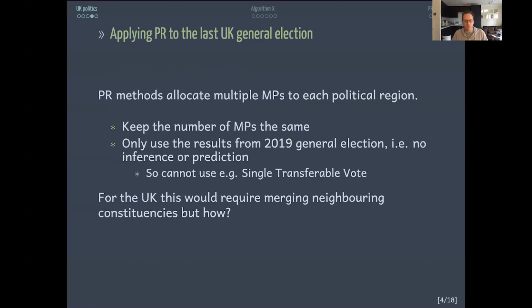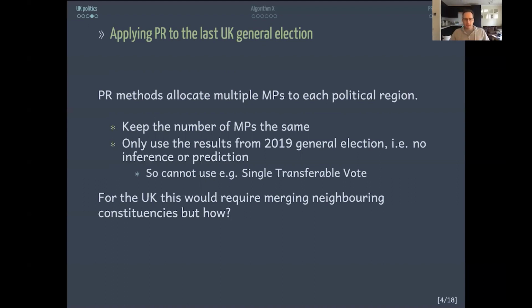i.e. no inference or prediction. Now, quite a few PR techniques, such as the single transferable vote, allow you to have multiple votes. In single transferable vote, you're allowed to rank the people you want to vote for, like 1, 2, 3, 4, 5. Or you have other methods, like Germany and New Zealand, where you get a constituency vote and a regional vote as well. Again, I didn't want to do that because that would have meant doing a lot of prediction, building another model, and a lot more extra effort, really.